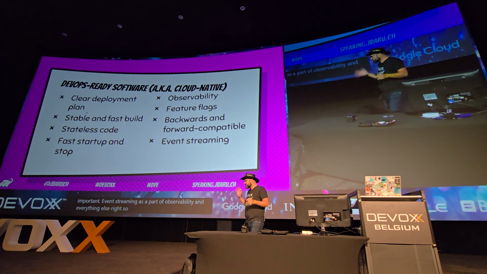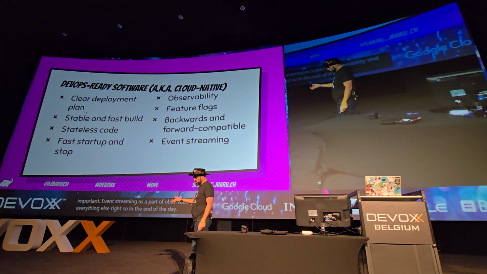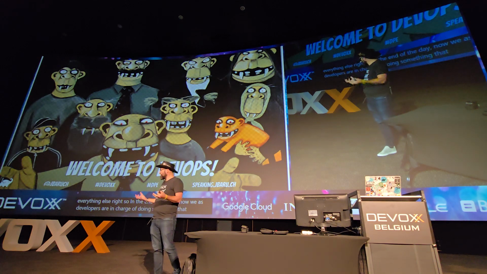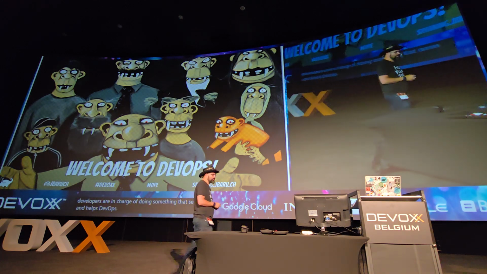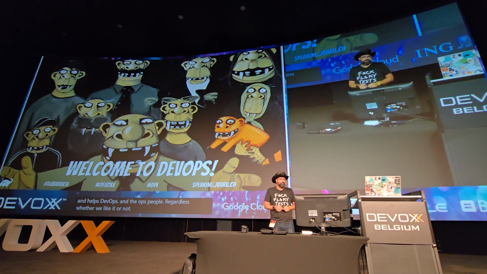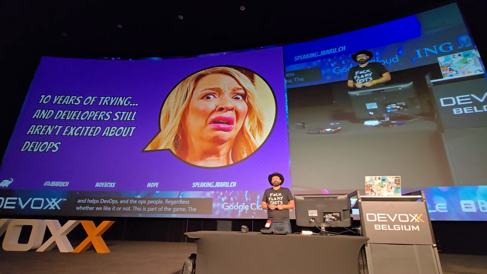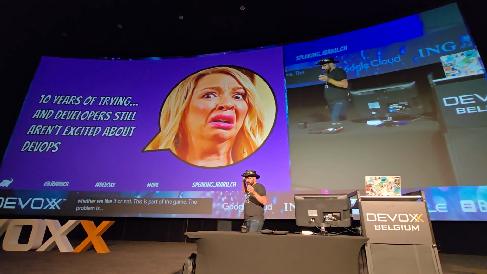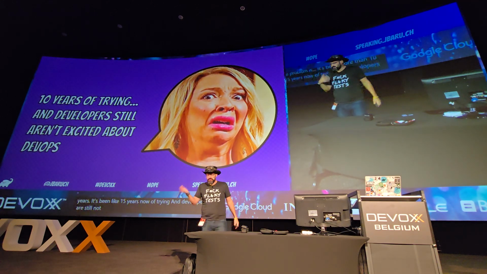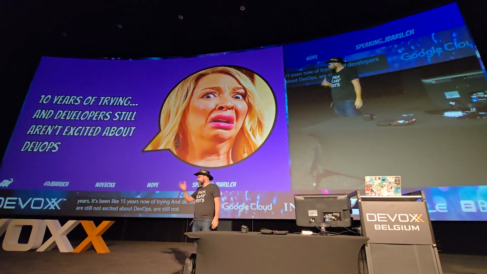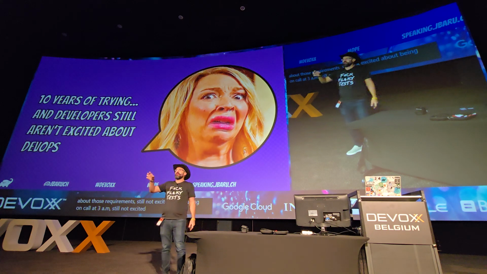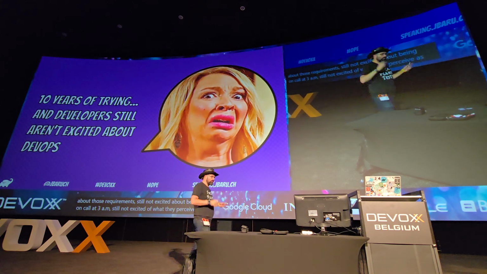So, in the end of the day, now we as developers are in charge of doing something that serves and helps DevOps and the ops people. So, regardless of whether we like it or not, this is part of the game. The problem is, it's been more than 10 years. It's been like 15 years now of trying, and developers are still not excited about DevOps. They're still not excited about those requirements, still not excited about being on call at 3 a.m., still not excited about what they perceive as more work out of nowhere.